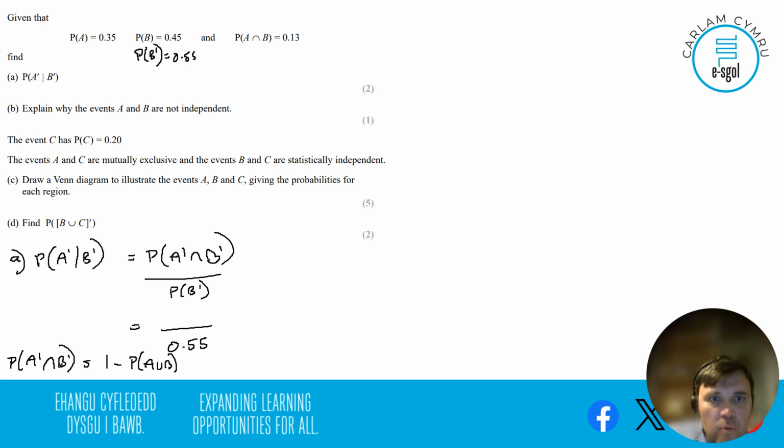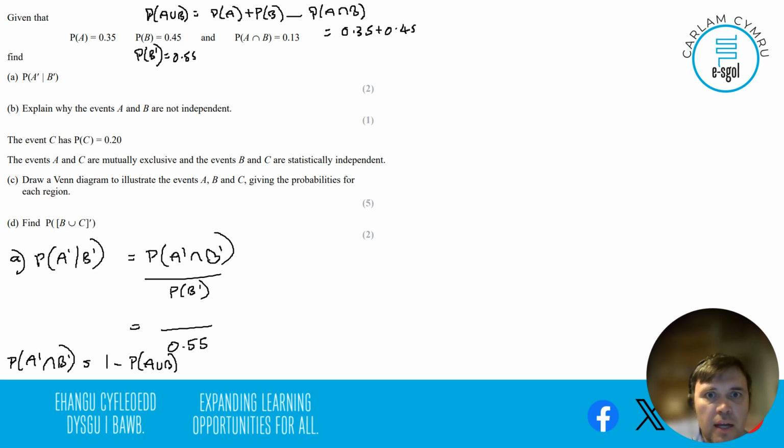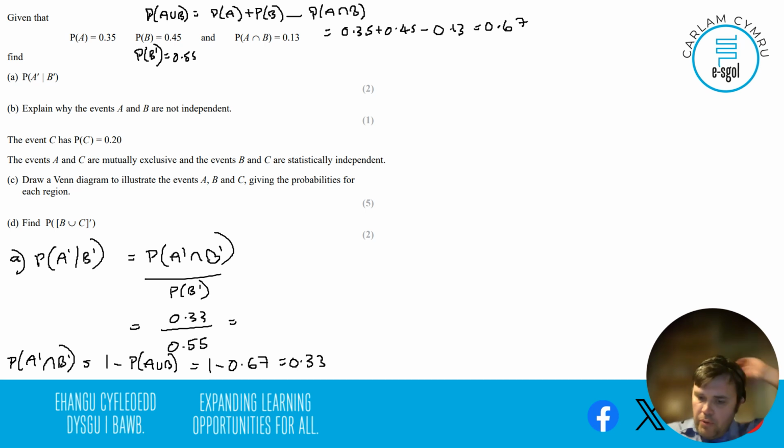And this I can work out. So the probability of A or B is the probability of A plus the probability of B minus the probability of A and B, which is 0.35 plus 0.45 minus 0.13, which is 0.67. So then this is equal to 1 minus 0.67, which is 0.33. So we have 0.33 divided by 0.55, which is 0.6.